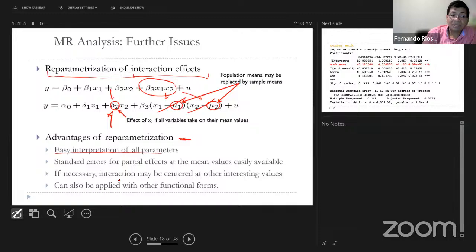And if necessary, these interactions can be centered not only at the means, but at any point of interest that you may have. So if you're not interested in the average house, but in the house with 5 bedrooms and 20,000 square feet of footage, you can recenter the variables at those particular points and still have a reasonable interpretation of this coefficient for that particular case.